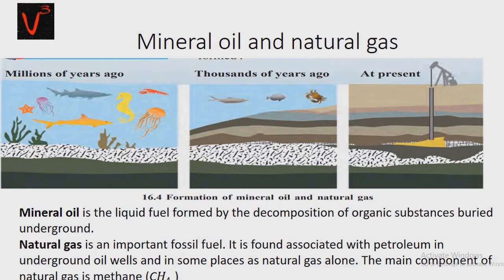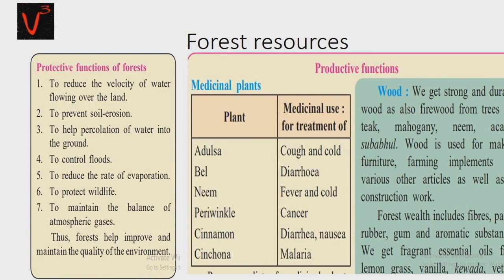But in the absence of a network of pipelines, it is transformed under high pressure into compressed natural gas, that is CNG, and liquefied natural gas, LNG. This makes it possible to transport the gas. Forest resources. Let's see what are forest resources. A forest is a natural habitat of plants, animals and microbes. About 30% of land of the world is covered by the forests.